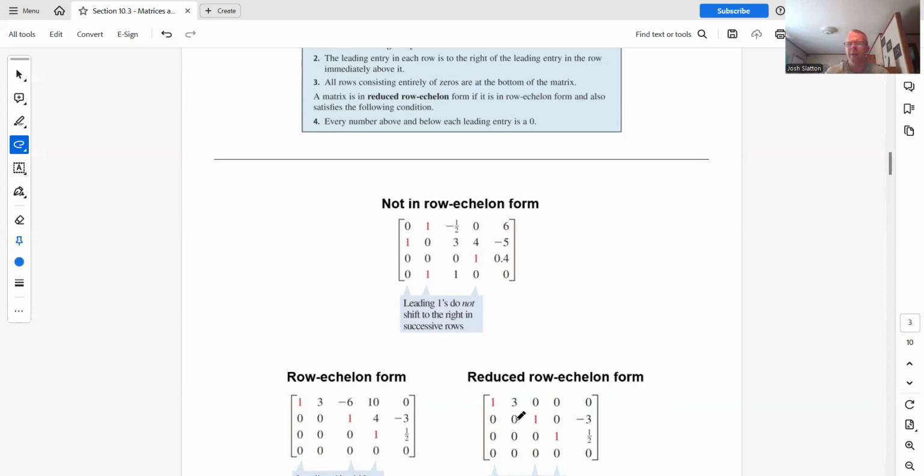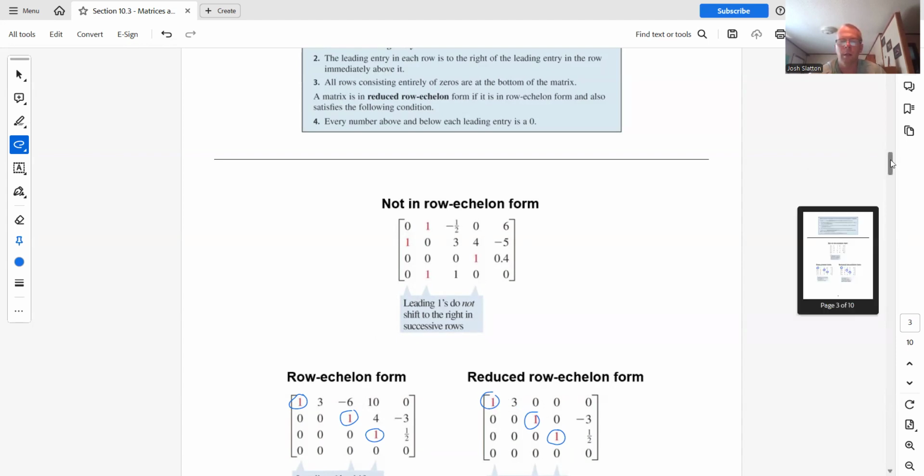So this takes a little bit of practice. It's hard to explain without seeing; you need to see a lot of examples. The more examples you see of what is and what isn't, the easier it is. But get this idea: if you circle the leading entries, they're moving down and to the right. And then in reduced row echelon form, any leading entry has all zeros in the column besides that leading entry. All right.